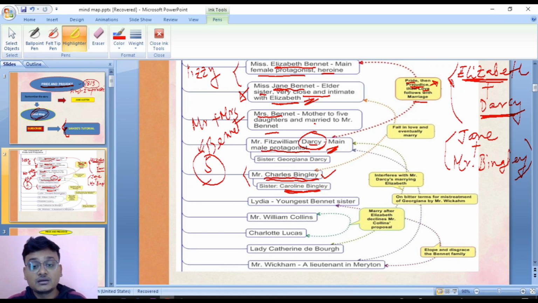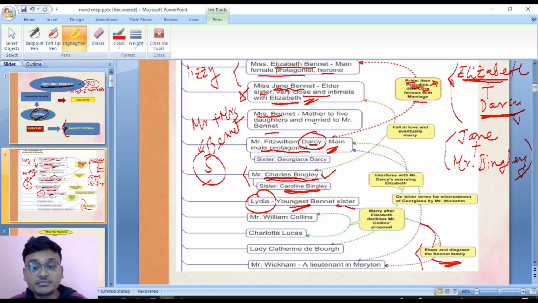And Lydia. Now come to Lydia. Lydia is the youngest Bennet sister, who eloped with Wickham, the militia agent. Look at here, she eloped with Wickham, the militia agent, and she disgraces the Bennet family. The reputation was ruined due to her elopement with Wickham.